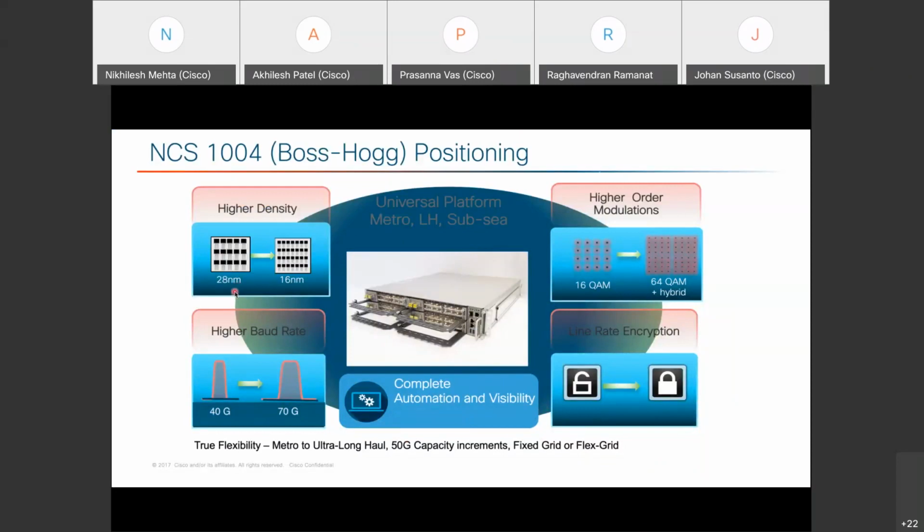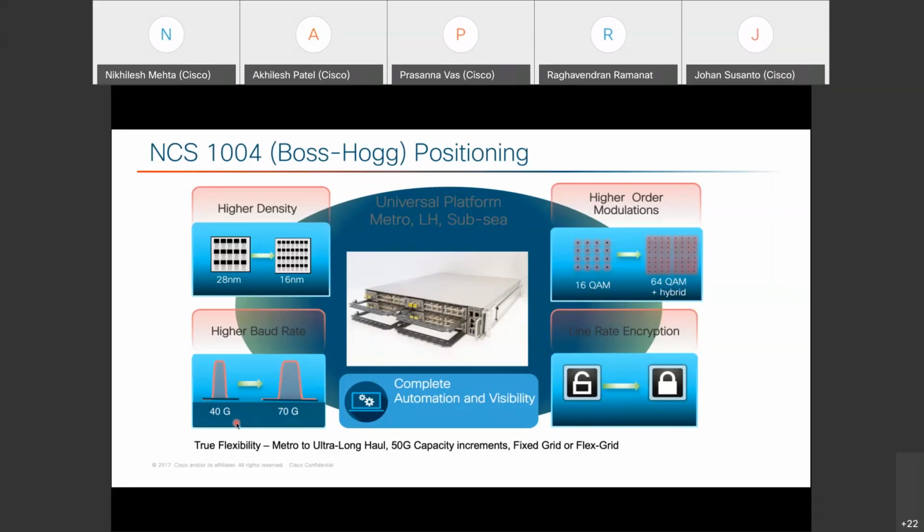Instead of 28 nanometer, we are able to achieve a 16 nanometer DSP. The modulation format is moving from 16 QAM to 64 QAM, and the best part is we are also able to achieve hybrid modulation. Then we have a higher baud rate here; we have a flexible baud rate, we can play around with the baud rate, and we have line rate encryption. Since it's a very flexible platform, you can play around with many things.